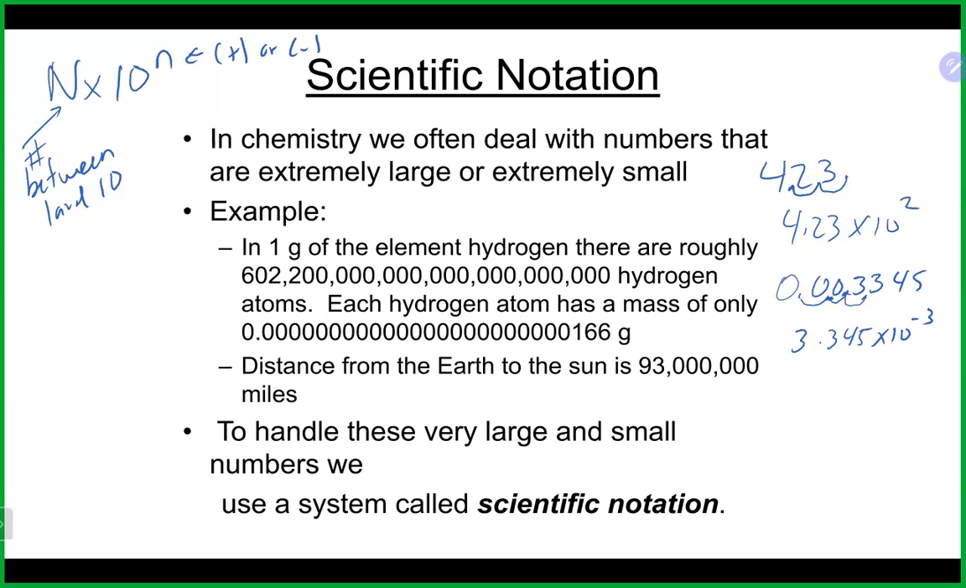So if you just want to remember it this way, large numbers above 1 have positive exponents. Small numbers below 1 have negative exponents. So if you move it to the left, it's going to give you a positive exponent, and if you move it to the right, a negative one. It also works the other way, right?